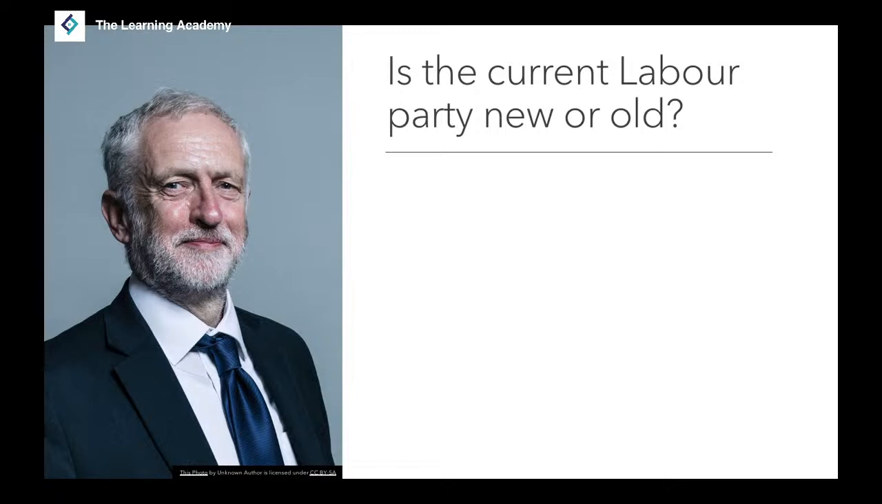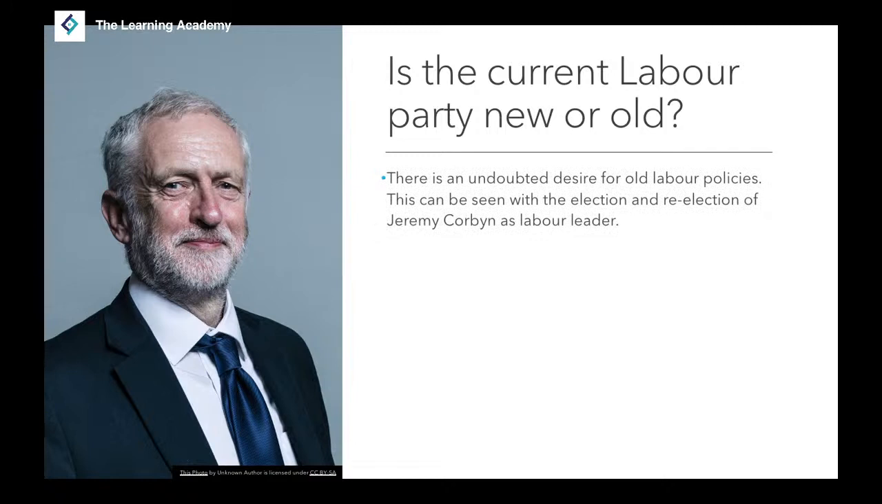Okay, New Labour as Starmer is a moderate. Well, yeah, that's the first point. New broadband policies. You could argue that the broadband policies were a tradition of old Labour. They're new in terms of being technologically new, but what Corbyn was trying to do in the 2019 manifesto was effectively nationalise broadband, and that is something that goes back to an old Labour tradition. So there's obviously an undoubted desire for old Labour policies.